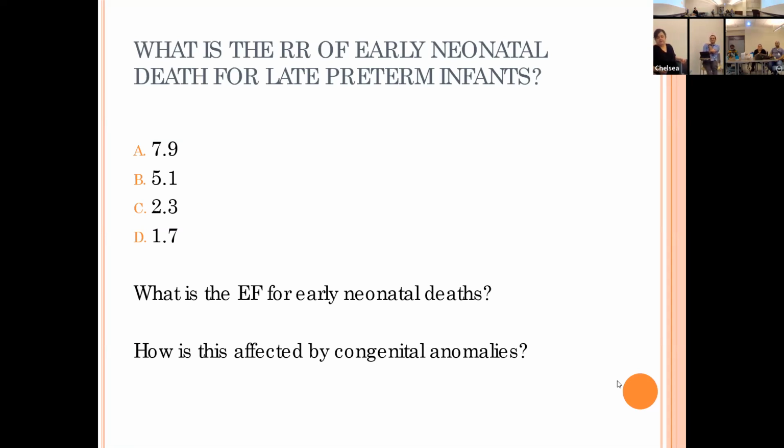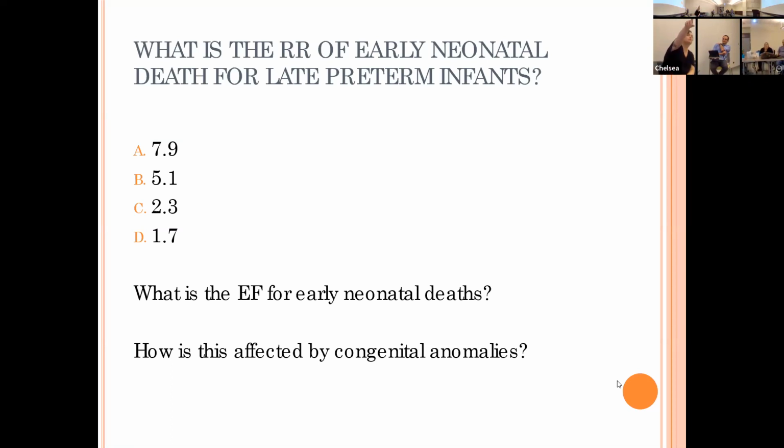So their crude risk is 6.9 per thousand. So 6.9 babies will die per thousand. Because remember what we talked about, what's the most likely reason why kids die for neonatal deaths? Congenital anomalies. Babies with congenital anomalies are substantially more likely to be born late preterm. So when you think about a late preterm baby, you're not thinking about a kid with a congenital anomaly. If we exclude kids with congenital anomalies, their crude risk is only 2.2 per thousand.